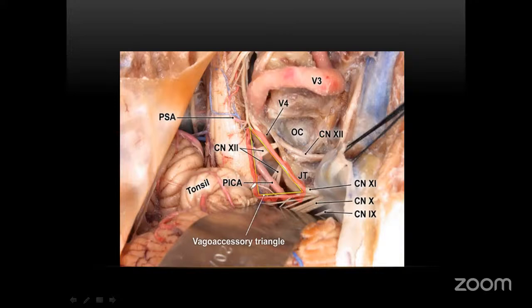So this is the triangle. With the help of this triangle, you will enter the lower part. You have to retract that vertebral artery, and the upper part will contain the PICA. So this is actually the vagoaccessory triangle.